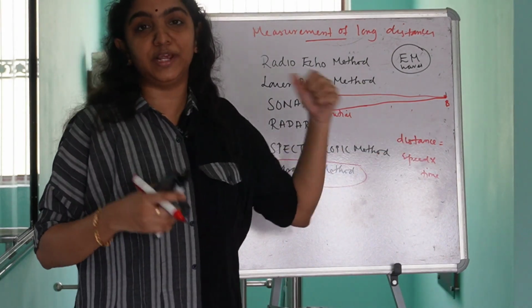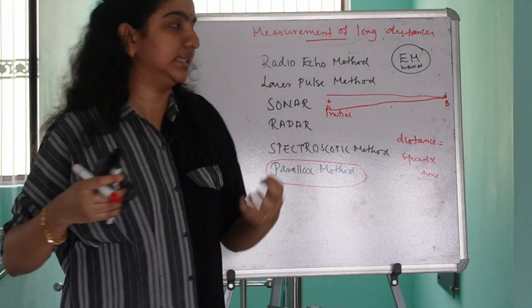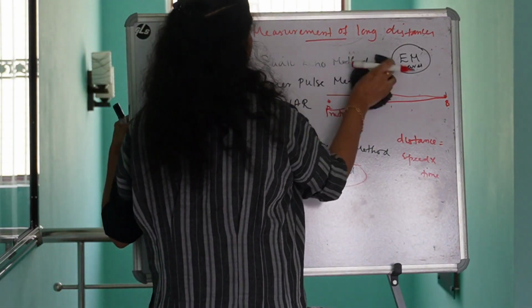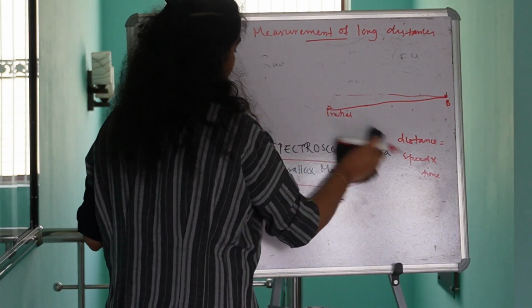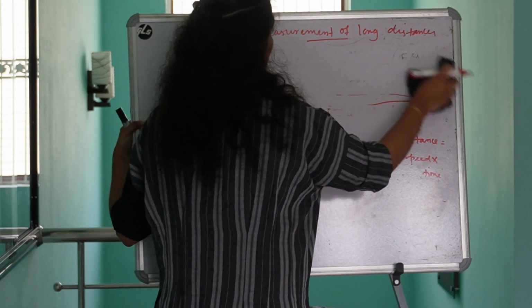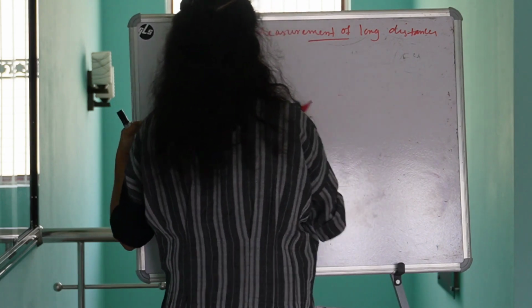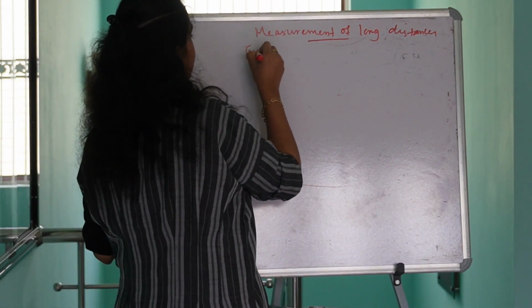By which they calculate the distance to the stars from the earth. Yes. And the last method is parallax method. Yes, let's discuss parallax method in detail. Is it clear, all the other methods? Yes. Just for your knowledge, I discussed all the other methods. Yes. So before going into parallax method, first let's try to understand triangulation method.